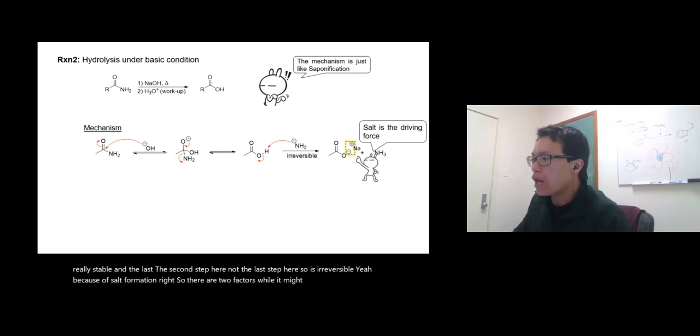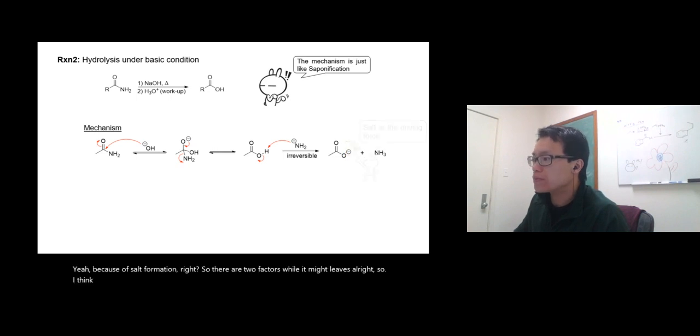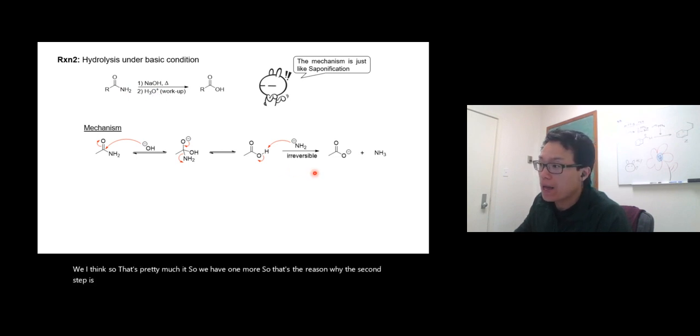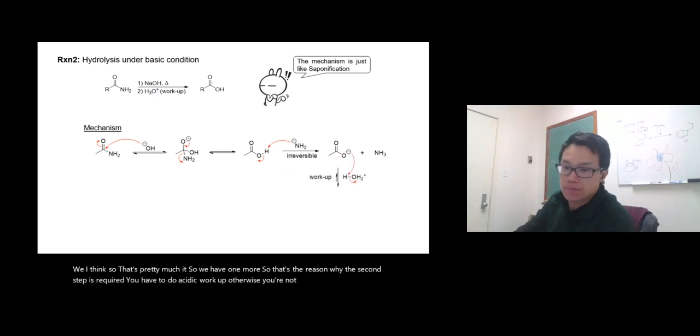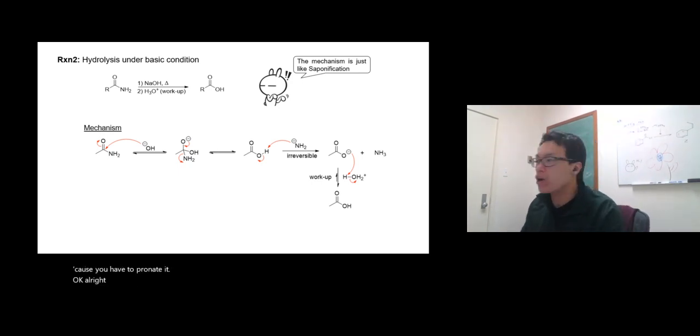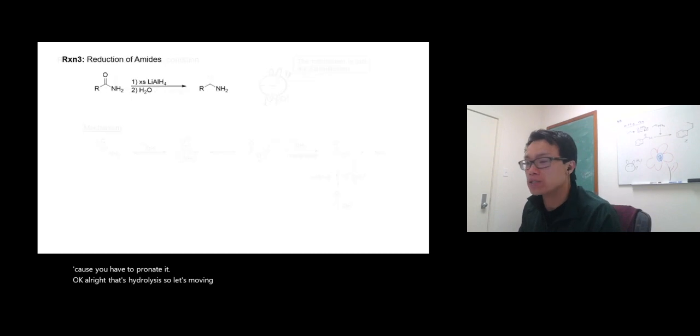All right, so I think that's pretty much it. Oh, we have one more. That's the reason why the second step is required. You have to do an acidic workup. Otherwise, you're not going to get the acid back because you have to protonate it. Okay. All right, that's hydrolysis. So let's move on to reduction of amides on the next one.